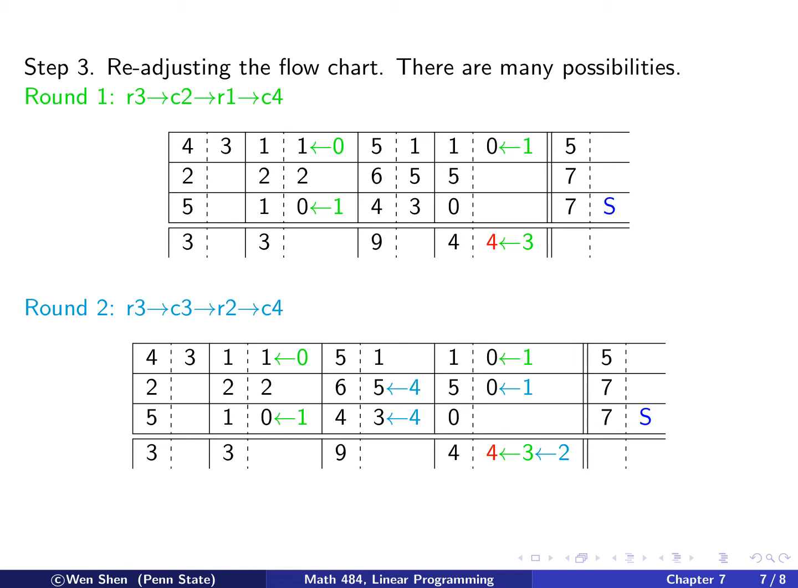I can do it because I still have 3 units surplus here. So I change this into 4. Then among these, I should reduce one of them. So let's say I picked this one. I reduce this 5 to 4. Then that means I need to add 1 unit somewhere in this row.